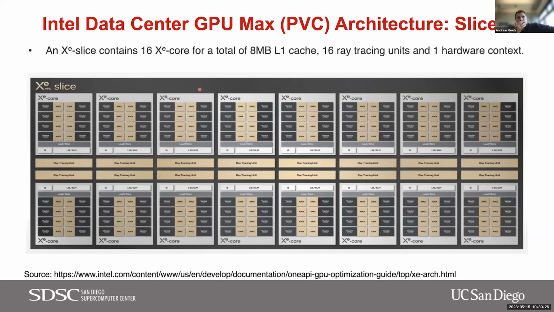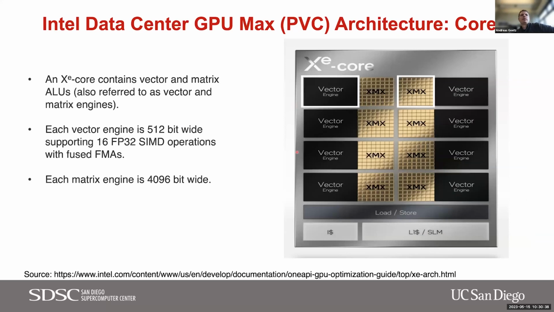And then if you zoom further in, each XE slice contains 16 of these XE cores, has 8 megabytes cache, and a bunch of ray tracing units. If you look at an individual one of those XE cores, it contains vector and matrix ALUs, and each vector engine itself is 512-bit wide, right? So basically it allows 16 FP32 SIMD operations with fused FMAs. And the matrix engines are 4K bits wide, basically. And so it's very interesting.